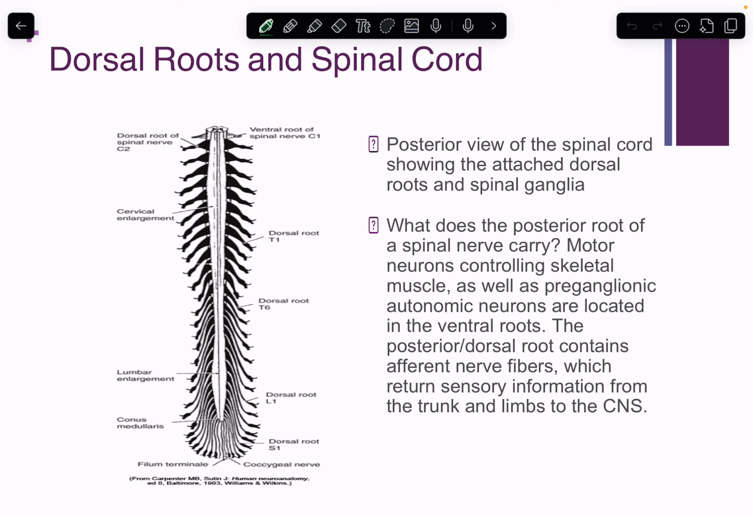You can also see here the cervical enlargement. This is a region of the spinal cord that is expanded to accommodate the increased number of neurons needed to control the muscles of the upper limbs and to process sensory information from the arms and hands. So here are the main aspects of the cervical enlargement. The location: it is located in the cervical region of the spinal cord, specifically between C5 and T1.